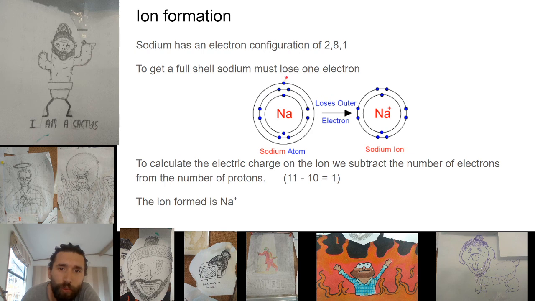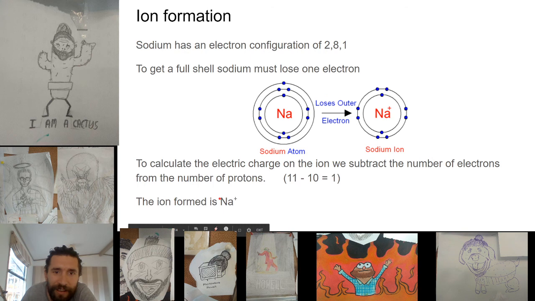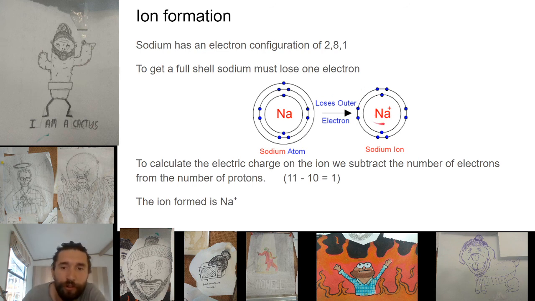However, because it's lost one electron, we now have 11 protons and 10 electrons. Because we have 1 more positive proton than electron, we say it has a charge of 1 plus. So when we write the formula for it, we say Na+. We call this an ion because it's lost an electron. So anything that's lost or gained electrons is called an ion, and it will have a charge.